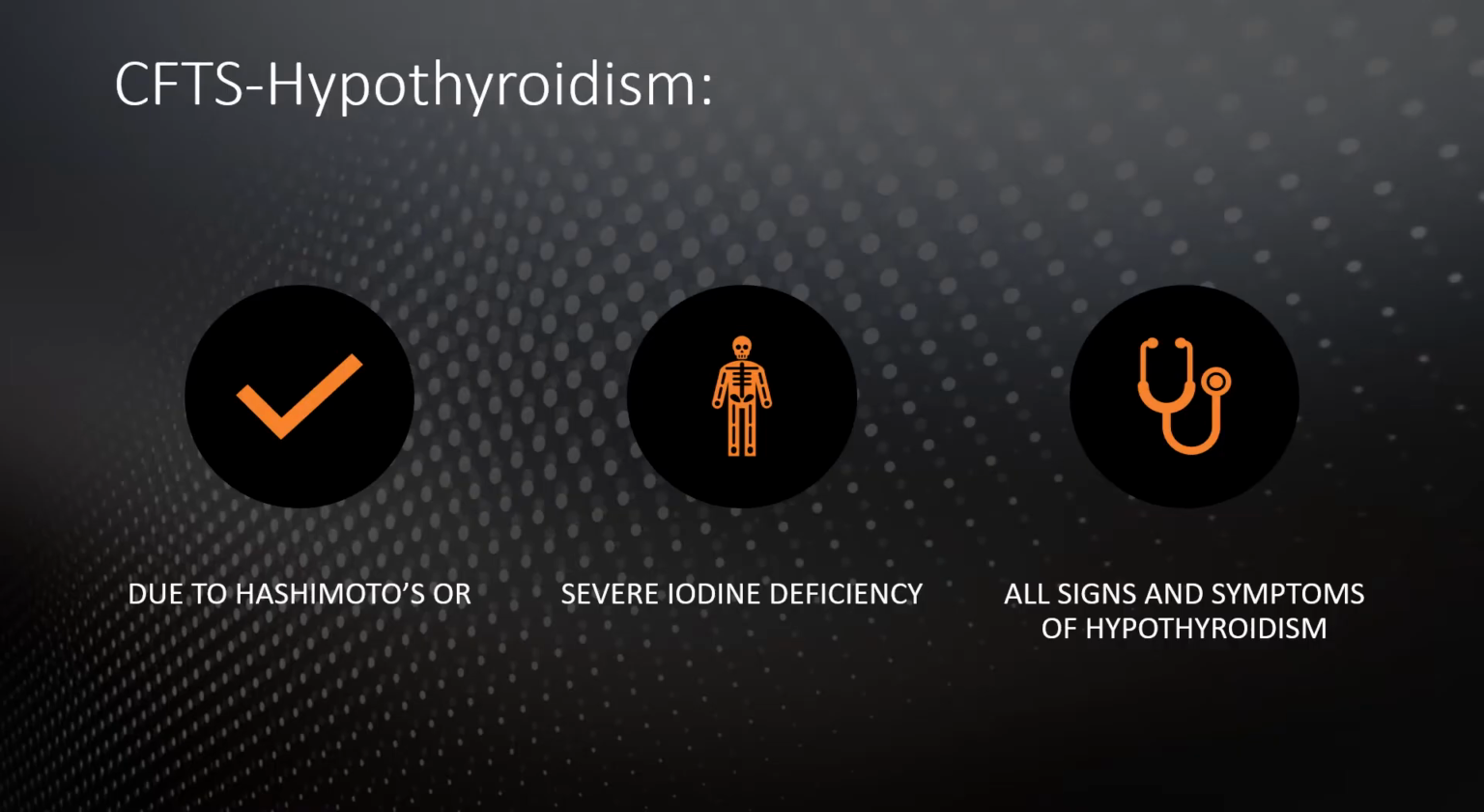Still on clinical features, we might be dealing with hypothyroidism if the cause is Hashimoto thyroiditis or severe iodine deficiency. And with that, we'll be dealing with all the signs and symptoms of hypothyroidism, which I'll not go into right now because the next series after these parts 1 to 7 will be all about hypothyroidism. So you can check my channel in the next 2 weeks for all signs and symptoms, including treatment of hypothyroidism.